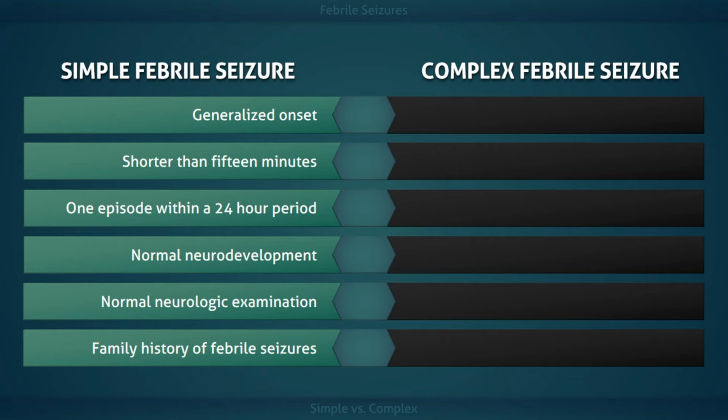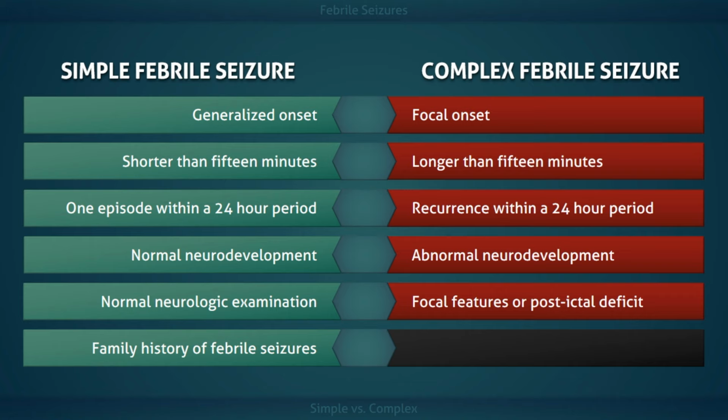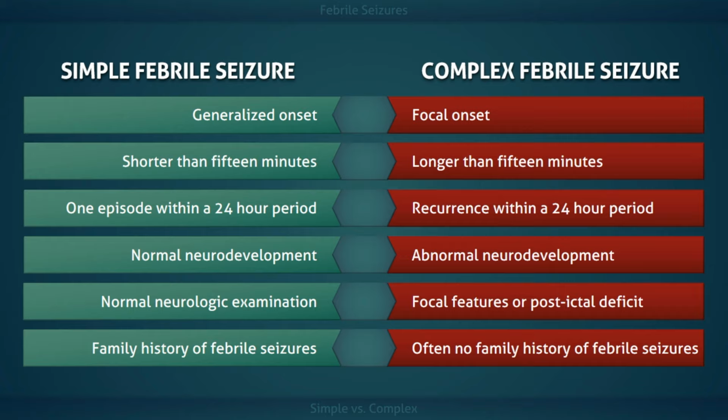Complex febrile seizures may be focal in onset, last longer than 15 minutes, and recur within a 24-hour period. The child may be developmentally delayed, and focal features or postictal deficits may be present on the neurologic examination. Finally, there often isn't a family history of febrile seizures.